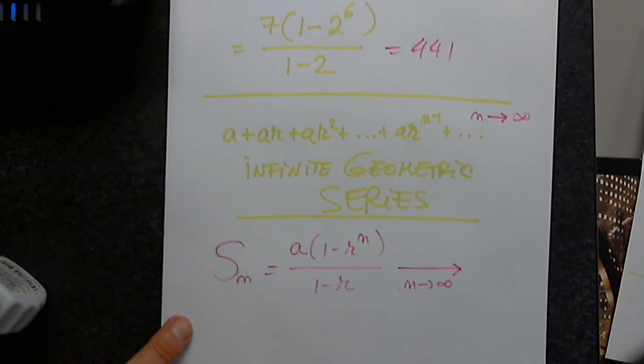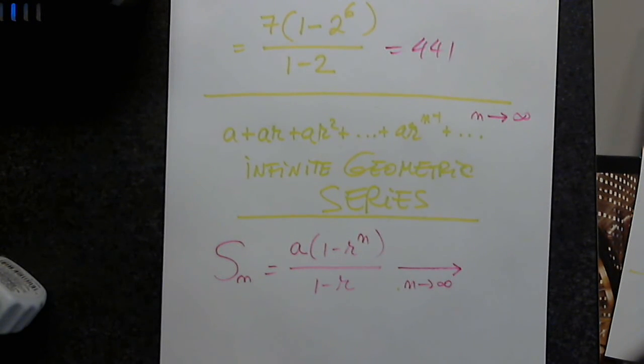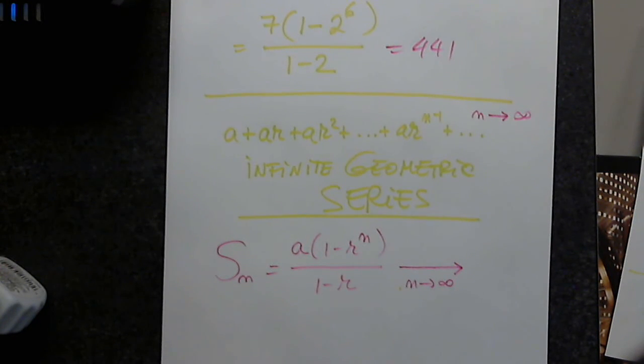So if r is 5, you're right. If r is 5, 1 minus 5 to infinity is a huge negative. The bottom is negative, so the sum will be positive. I don't care about this number. It will blow up, and I cannot find the sum of the infinite geometric series. Infinity is not a number.